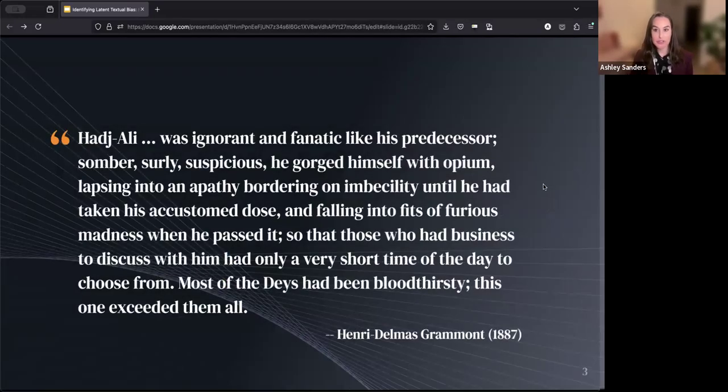I'm going to begin with a quote from one of the sources for my research, and then I'll explain how this fits into the larger project. This quote comes from a French author who was writing in 1887 about Algeria and the Ottoman Algerian past. He wrote, Hajj Ali was ignorant and fanatic like his predecessor. Somber, surly, suspicious, he gorged himself with opium, lapsing into an apathy bordering on imbecility until he had taken his accustomed dose and falling into fits of furious madness when he passed it, so that those who had business to discuss with him had only a very short time of the day to choose from. Most of the days, or the governors, had been bloodthirsty. This one exceeded them all.